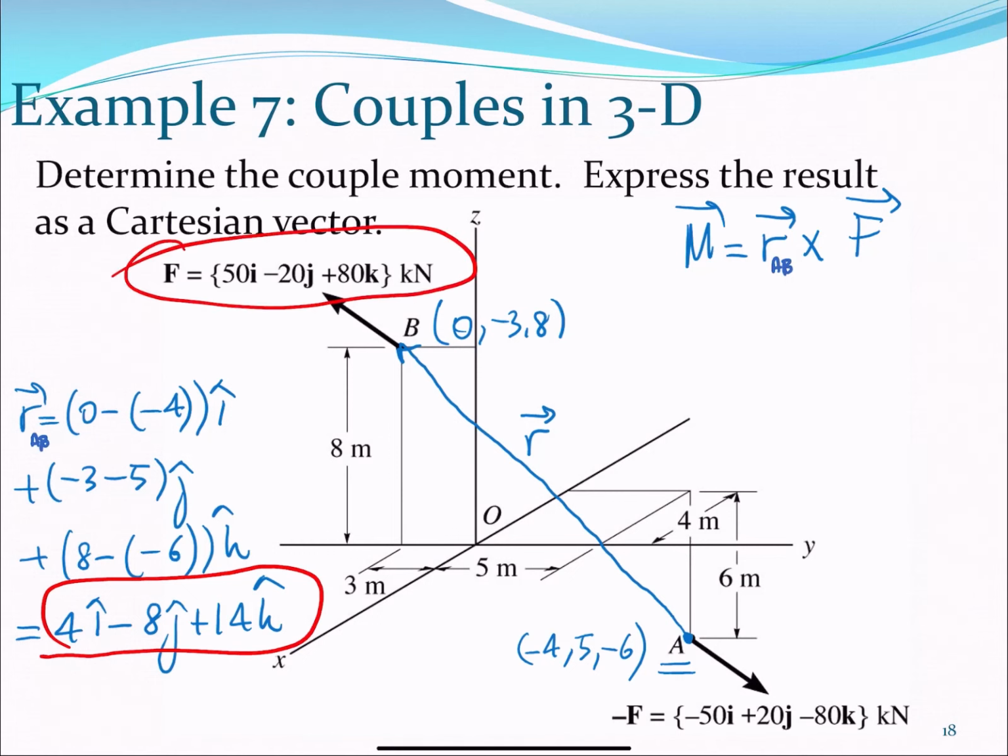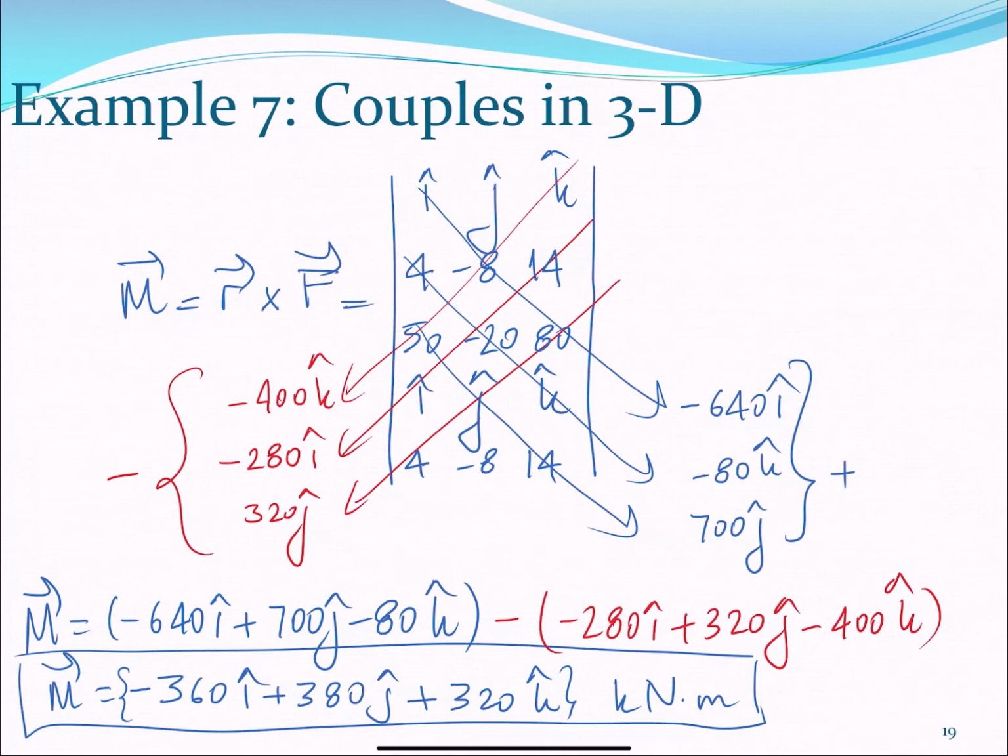So we do that with a cross product. Remember, we are crossing with that vector because the position vector is from A to B, so we have to use this force over here, right? We use the force that we shot. That's the one we use, right? So we set it up as a determinant, and we obtain that the moment, right, has this value. That is the couple moment.